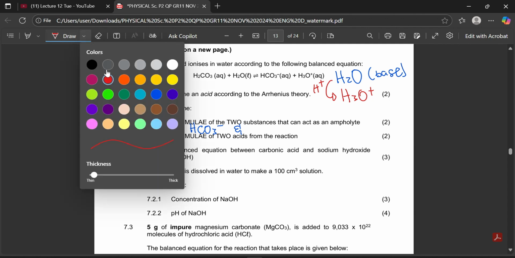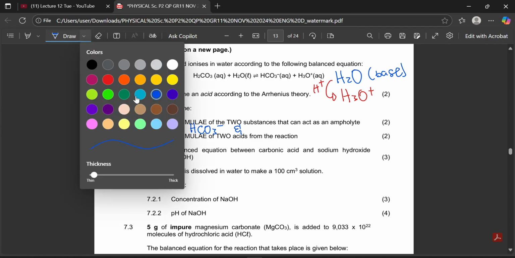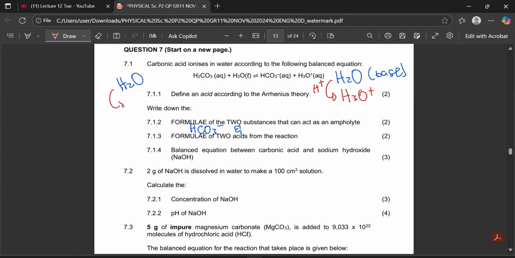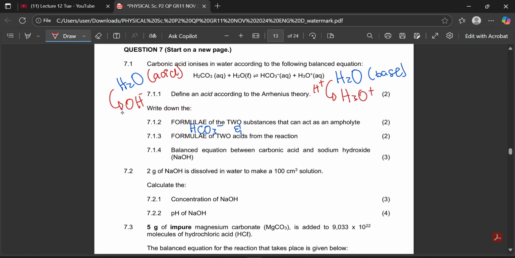But what happens when water loses a proton? Can it lose a proton? Yes. When water loses a proton, water then forms OH minus. So that is when water is an acid. You notice something: when water is an acid, it forms OH minus, and when it's a base, it forms H3O plus. Therefore, our two ampholytes would then be HCO3 minus as well as water. There we have it. So those are the two answers that we have there.